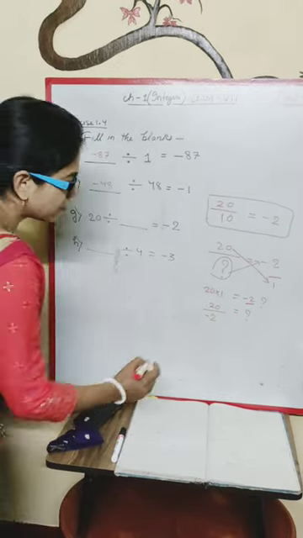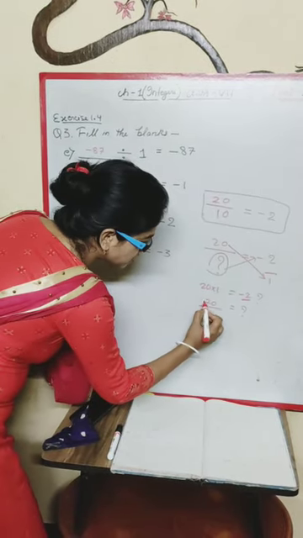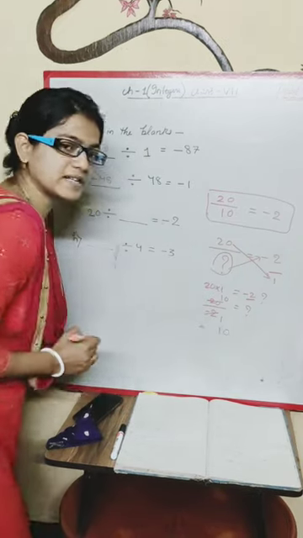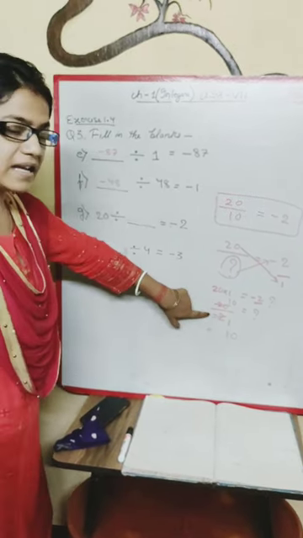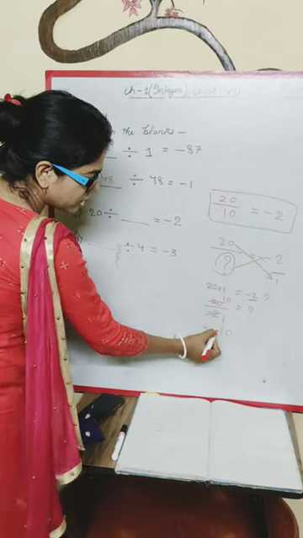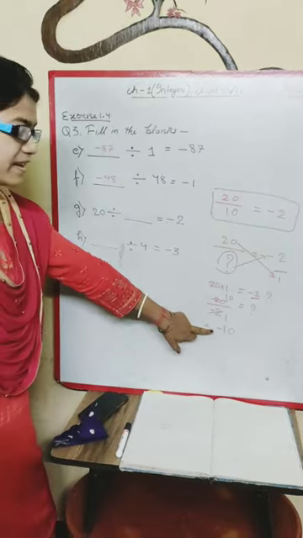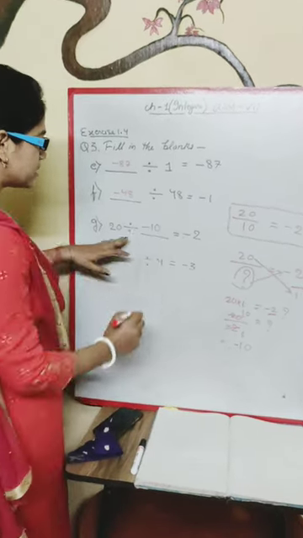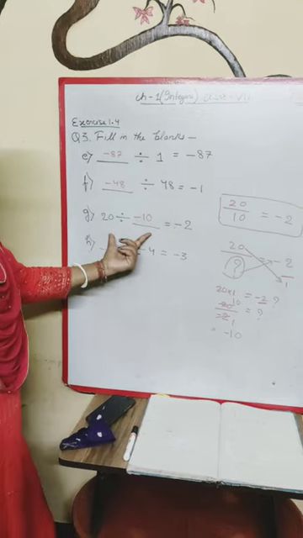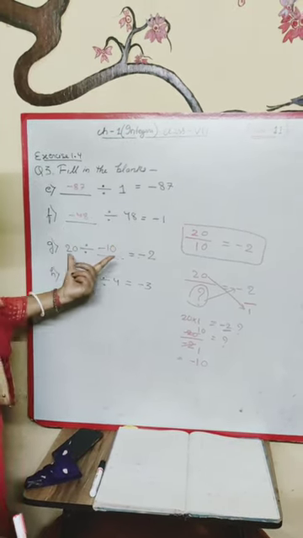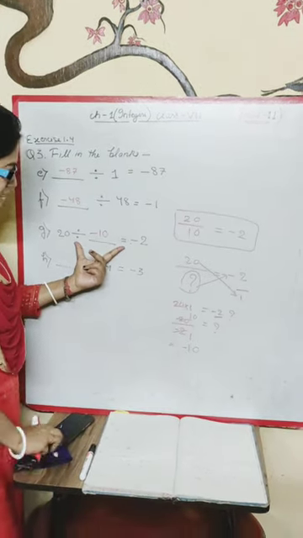After dividing this, 2 ones are 2, 2 tens are 20. We got the answer 10, and this minus sign in the denominator part will come up to the numerator. So the answer will be minus 10. Understood? In this way we have to solve this question. This is the important question. It is completely different from the previous ones we have already solved. This is the important one. You just solve this type of question.